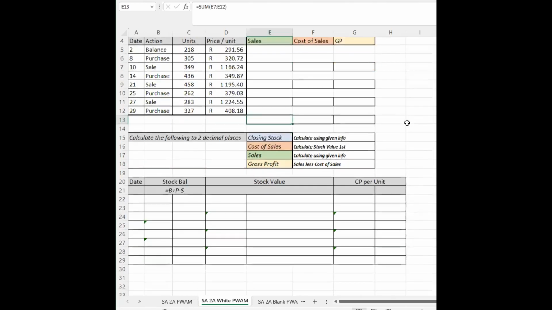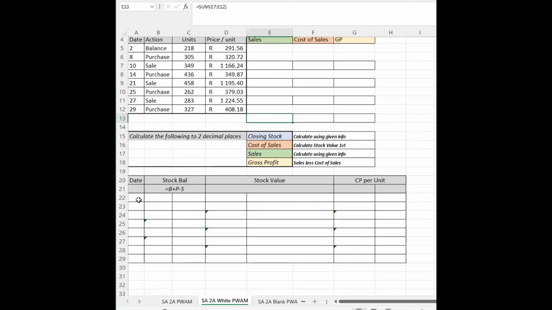So let's start somewhere. We know that on the 2nd, we started with 218 units, and that, of course, was given. Here you will see I have added a number of columns. Before we can calculate the cost of sales, we need to calculate the stock value and the cost price per unit that we are going to use when we do our cost of sales.